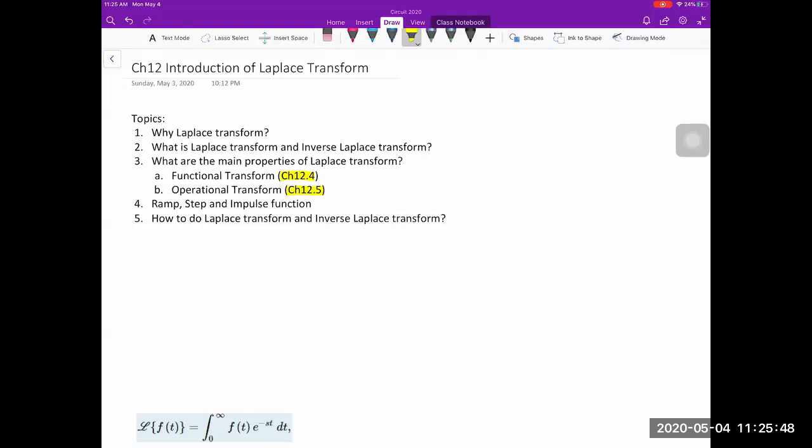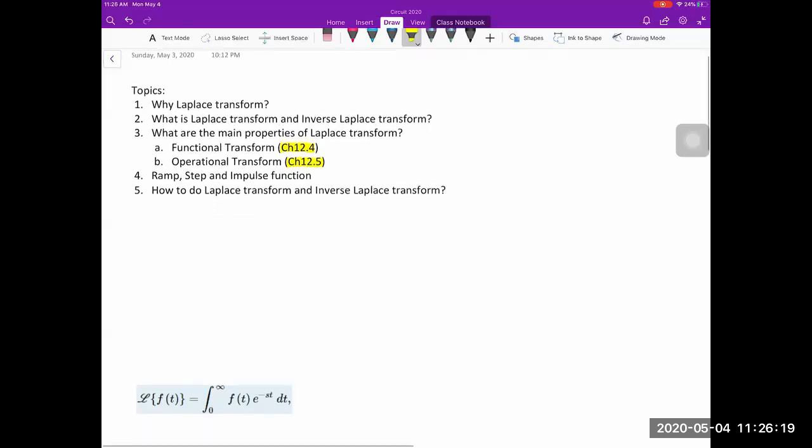And I wanted to also mention these three important functions. We kind of covered that before, but this is mainly used in the Laplace transform. It's going to be closely linked to the ramp function, the step function, and also the impulse function. Then how to get the Laplace transform and inverse Laplace transform, I will do in another video, and we are not going to cover it here.